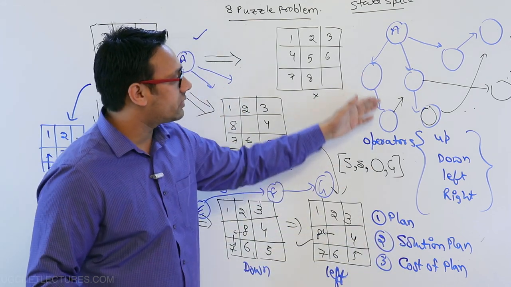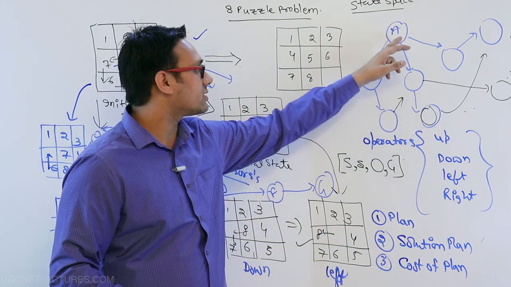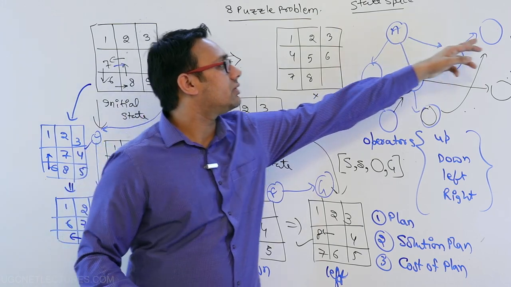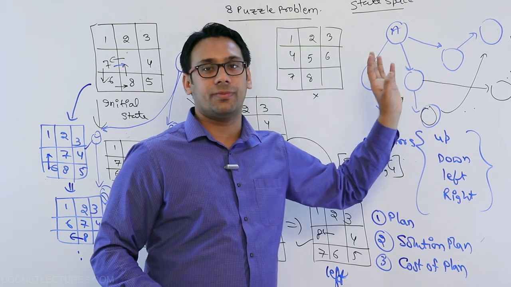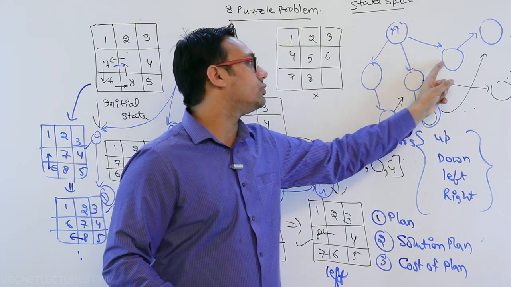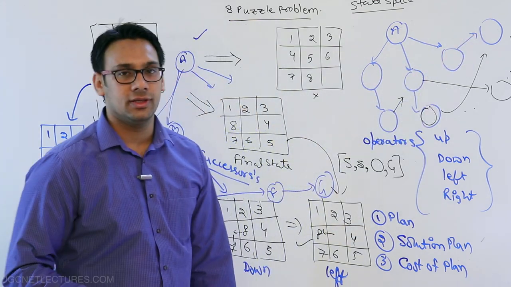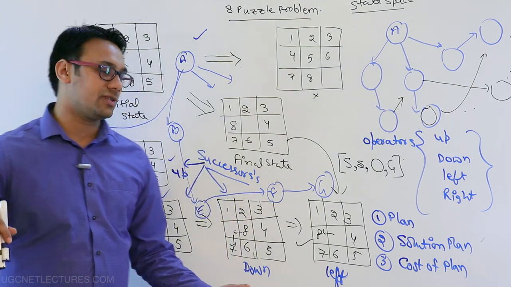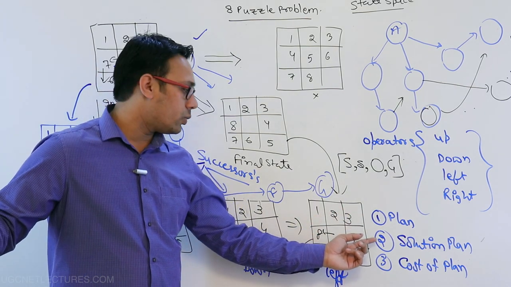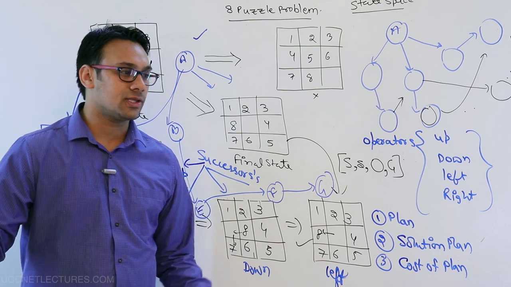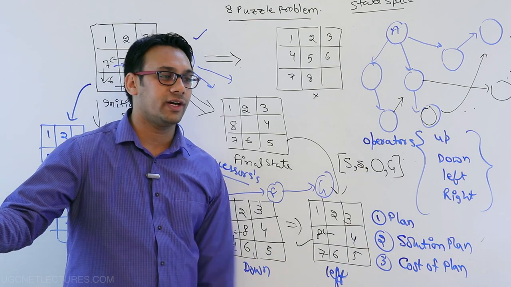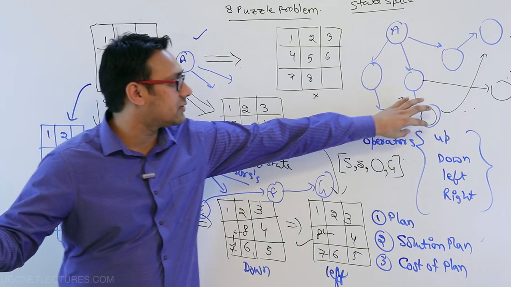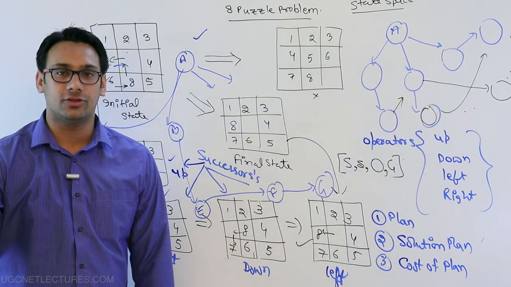Again, the definition: what is a plan? Plan means the sequence of steps you are taking. For example, from here to here, if you want to reach this state, the sequence of steps or operations you have applied to reach this state is a plan. Any sequence of steps or operations is a plan. What is the solution plan? Solution plan means the sequence of steps you have taken to reach a final state. If this is the final state, then this is called a solution plan.